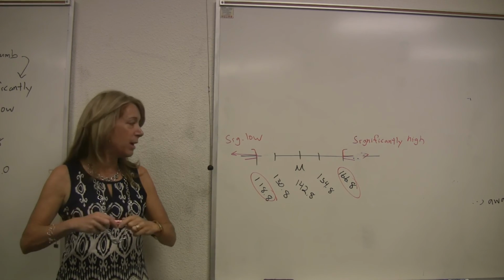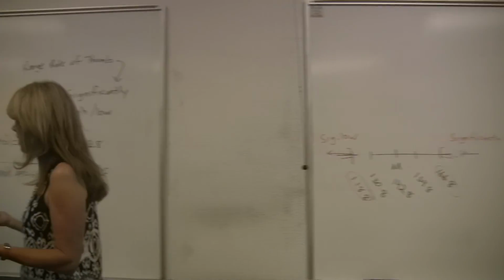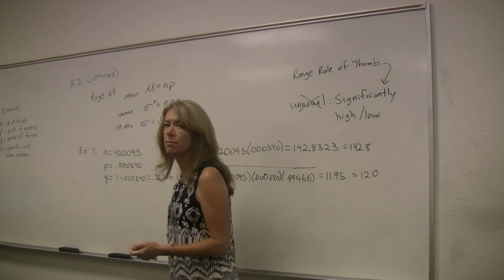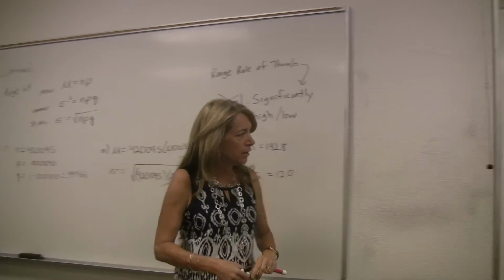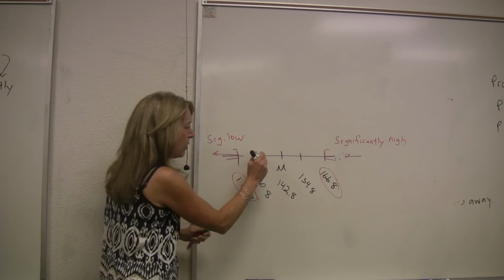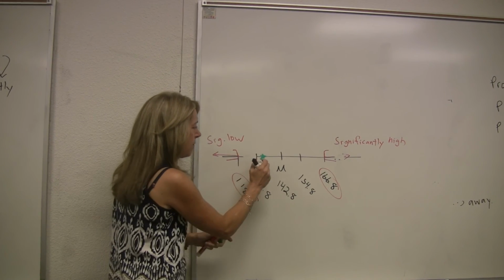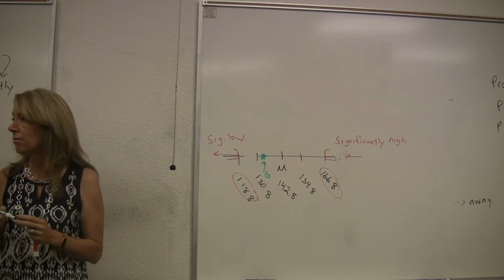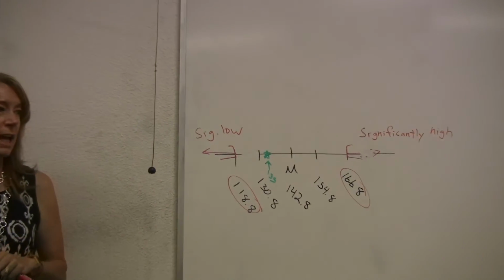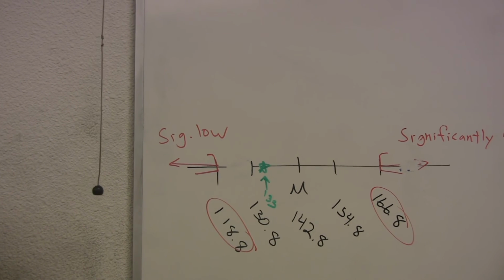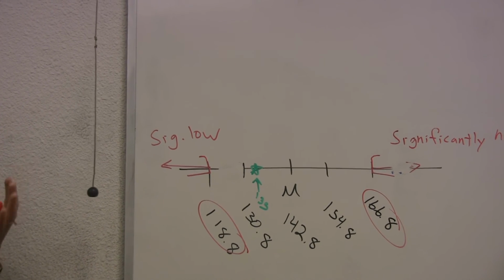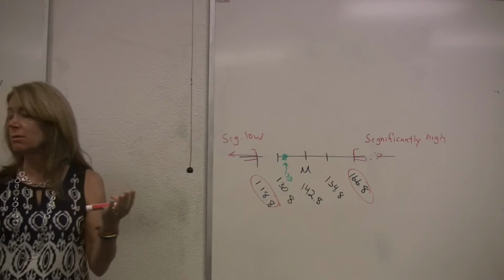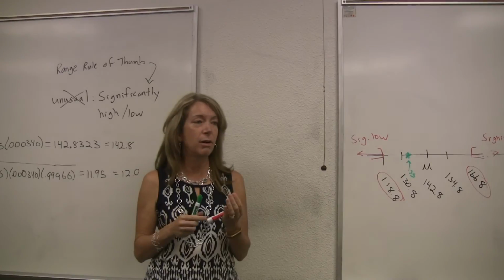So in this problem, there were 135 people that had cell phones that got this cancer. Where's 135 in here? It's in here somewhere, right? Is that significantly high or significantly low? No, it's within what I like to call the usual range. It's not uncommon to be in that range anyway.